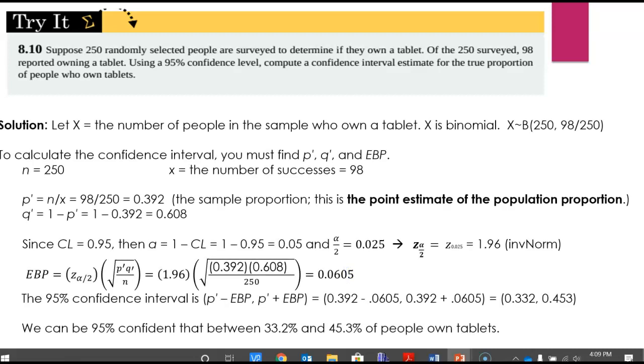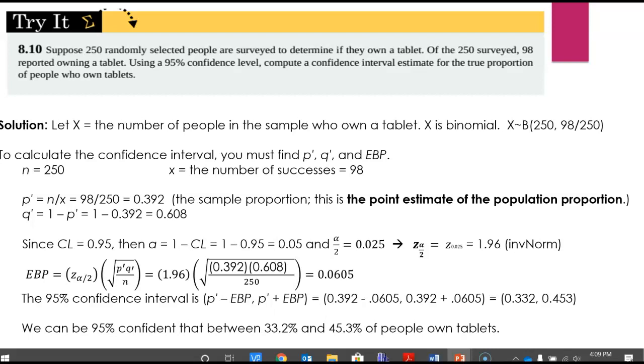Here's our solution. Suppose 250 randomly selected people are surveyed to determine if they own a tablet. Of the 250 surveyed, 98 reported owning a tablet. Using a 95% confidence interval, compute a confidence interval estimate for the true proportion of people who own tablets. Let x equal the number of people in the sample who own a tablet. X is binomial, so x is represented by B of 250 and 98 over 250.